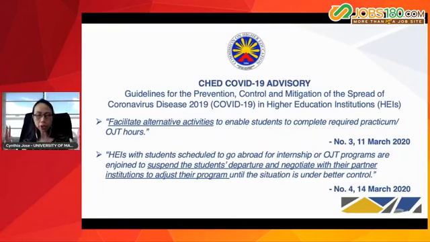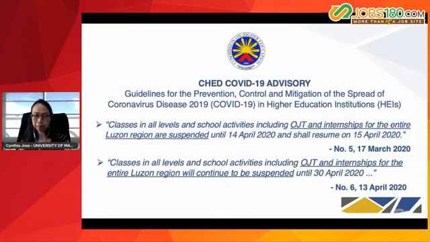So the teachers just gave the students alternative activities just to finish their practicum, or they adjusted it: okay, let's reduce it, instead of 500, 400 is fine. And even those students scheduled to leave abroad were suspended. No one is allowed to go abroad, and schools negotiate with their partner institutions to adjust their program. So this was on March 14.